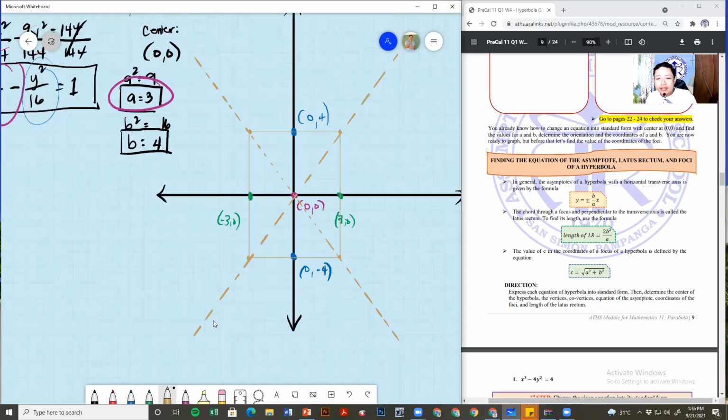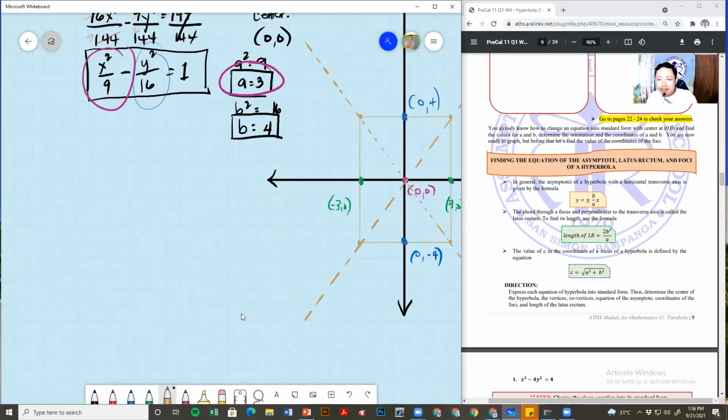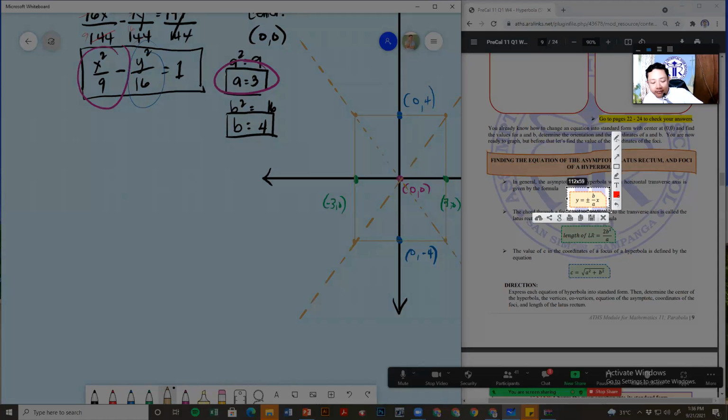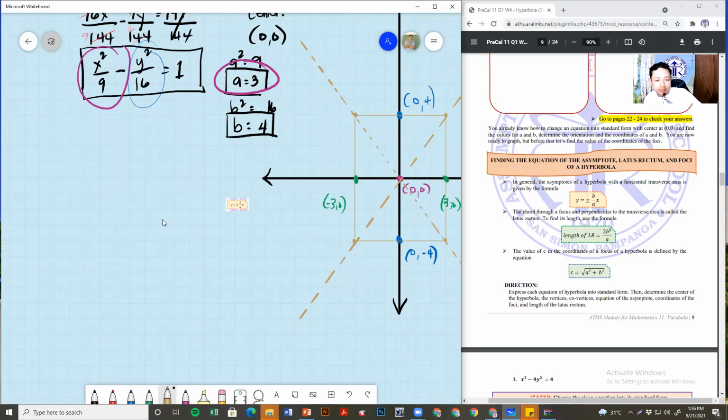And now let's just make it formal by identifying the equation of our asymptote. And we will be following a formula, which is this. y is equal to positive, negative, b over a x. And this will serve as your equation for the asymptote.